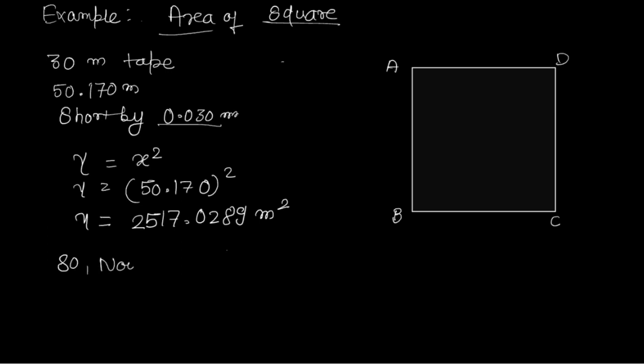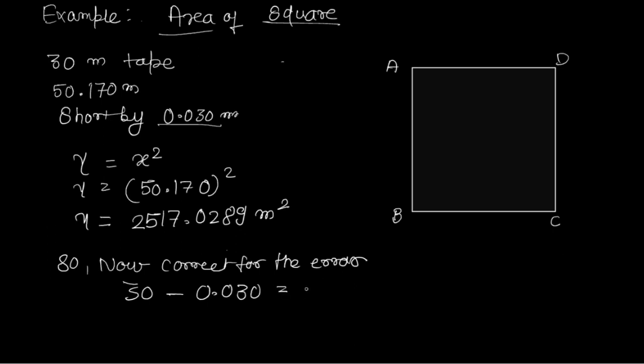So now correct for the error, or we can say we are now eliminating the error from the measurement, that is x. So we know that the tape was short by 0.030 meter. So if you say 30 meter minus 0.030, the tape was actually 29.970 meter long. So now what would be the actual distance measured?